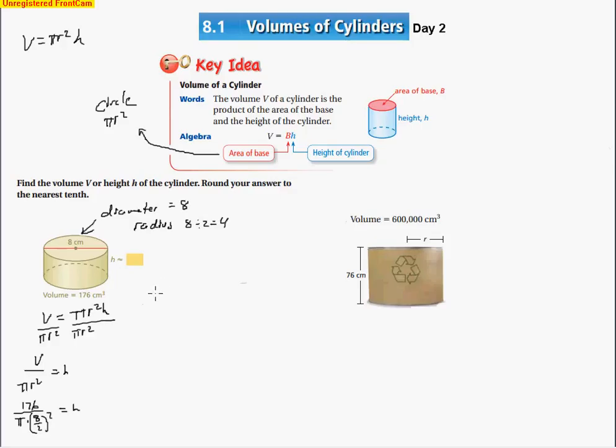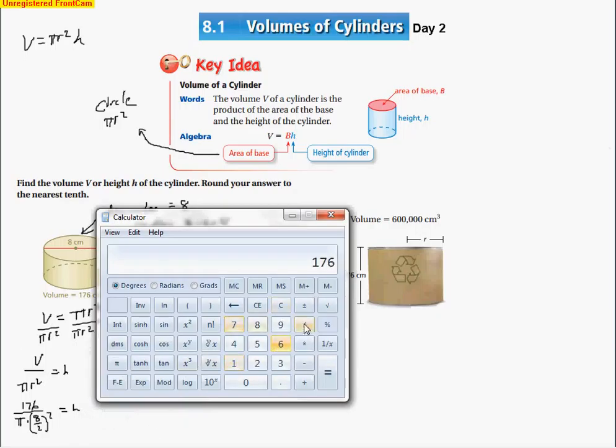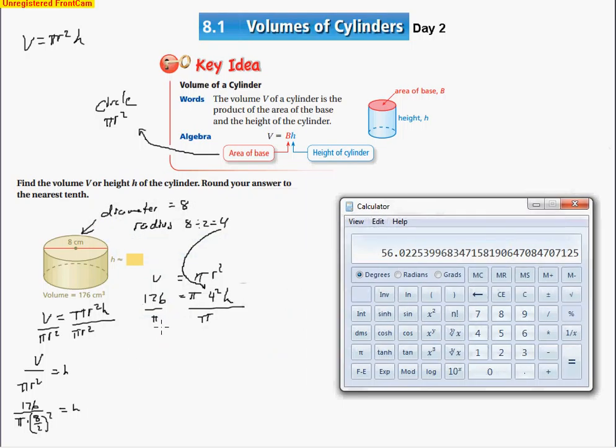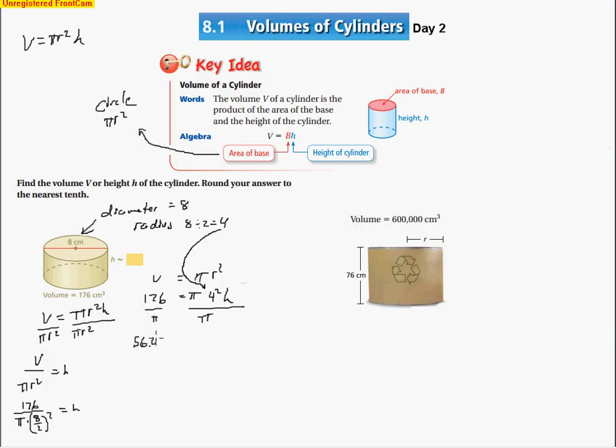Now the other way would be to just substitute the numbers in initially. So we could do 176 in place of the volume. And then in place of pi, well, we just have pi. In place of the radius squared, we have 4 squared. Again, I'm getting that 4 squared because I took the diameter and divided by 2, and then times h. So you can see you can do it in stages here. So we can start off with 176 divided by pi, and give us our answer, 56.02. The only thing with this method is don't erase those numbers.